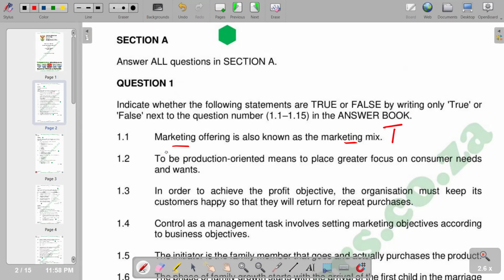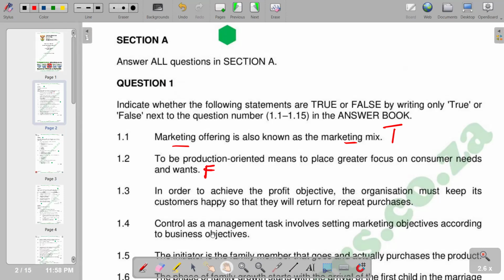Then we go to 1.2. To be production oriented means to place greater focus on consumer needs and wants, which is not correct. Remember, to be production oriented is where a business focuses on building a high quality product instead of meeting the customer needs. So that makes our statement false.